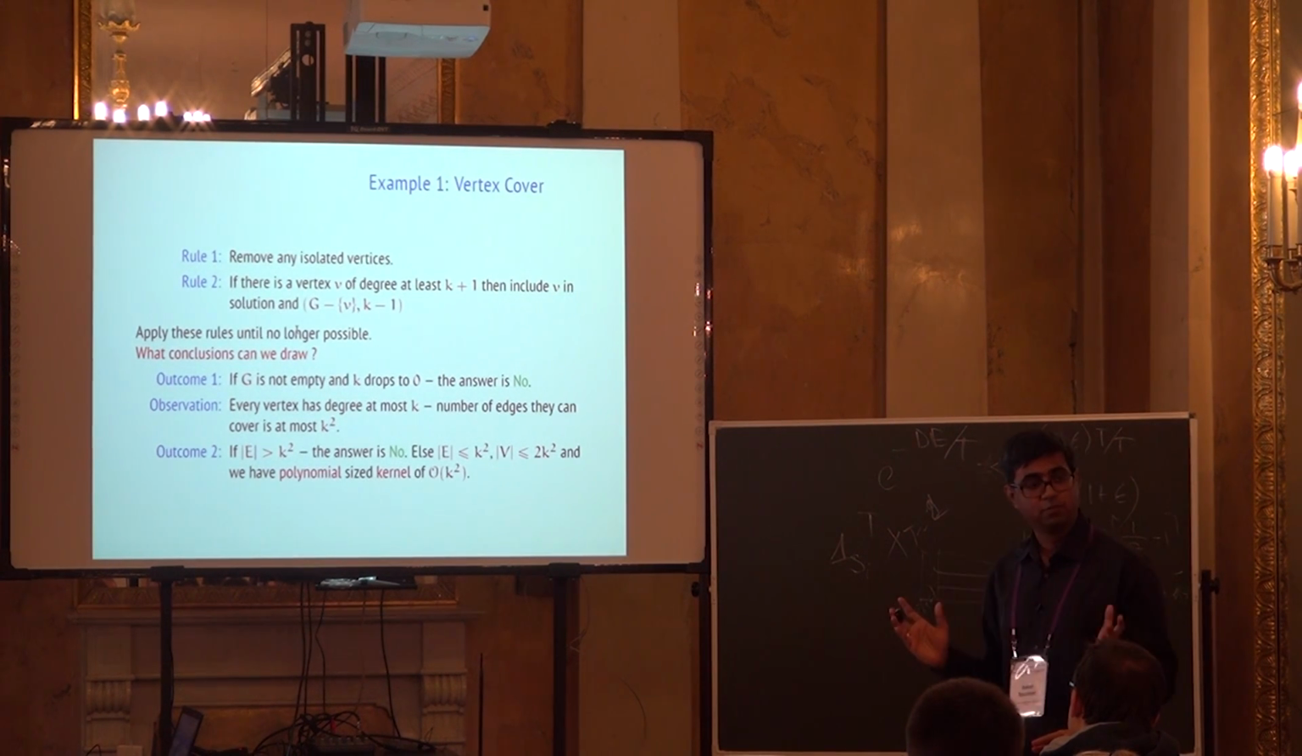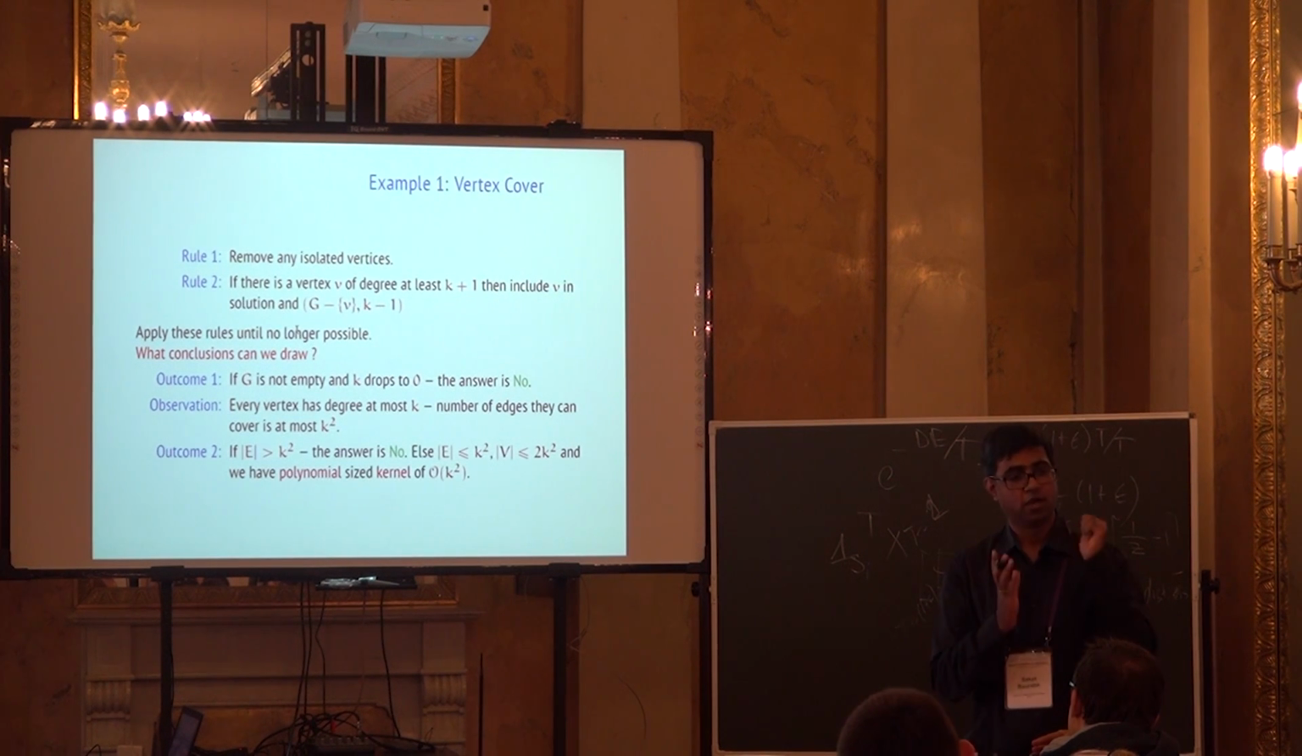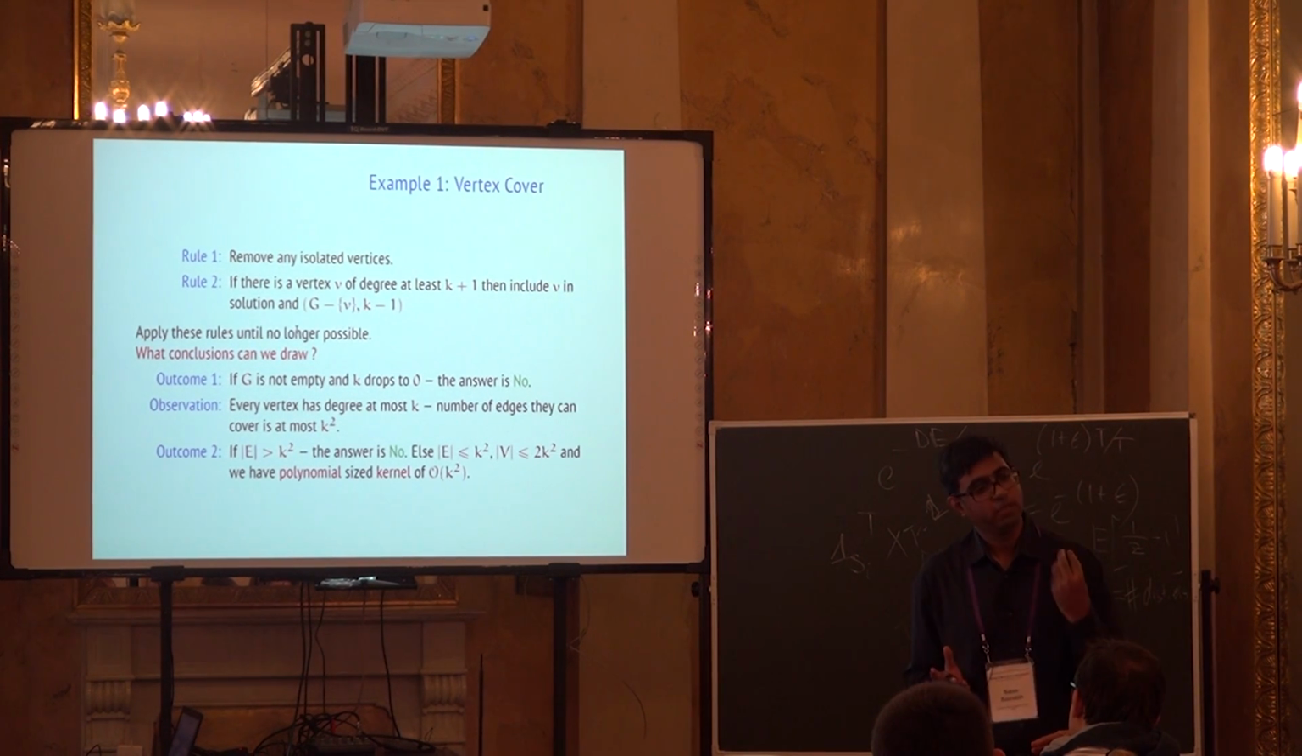Okay, so this was my example of a vertex cover. I hope you have understood. This is what I mean by a polynomial time algorithm which gives me an equivalent instance and whose size is bounded. So the next question which we always ask is, given a parameterized problem, are we always able to get a kernel which has size polynomial in k?